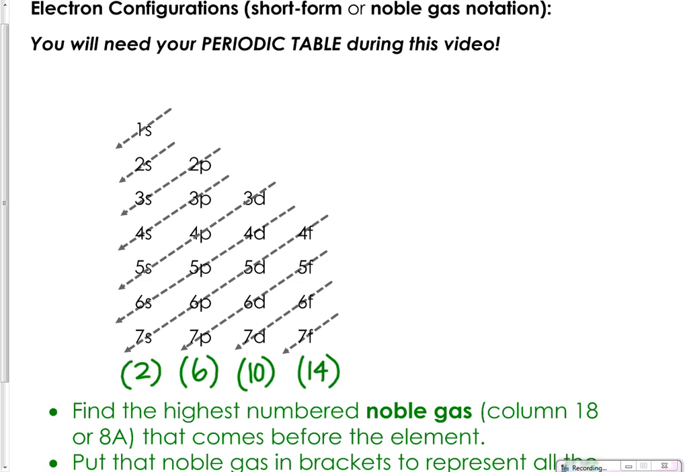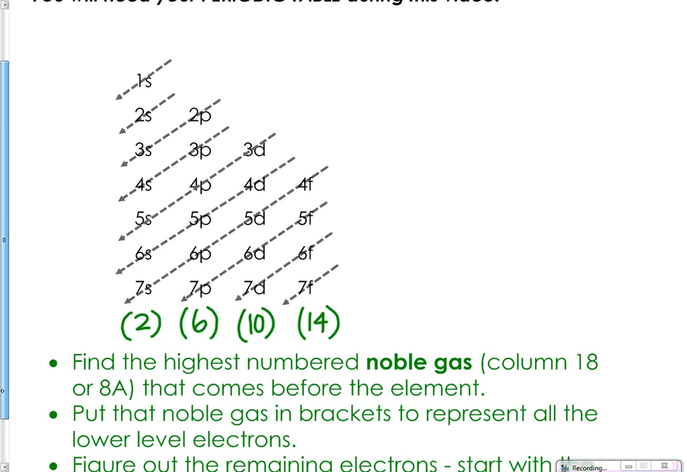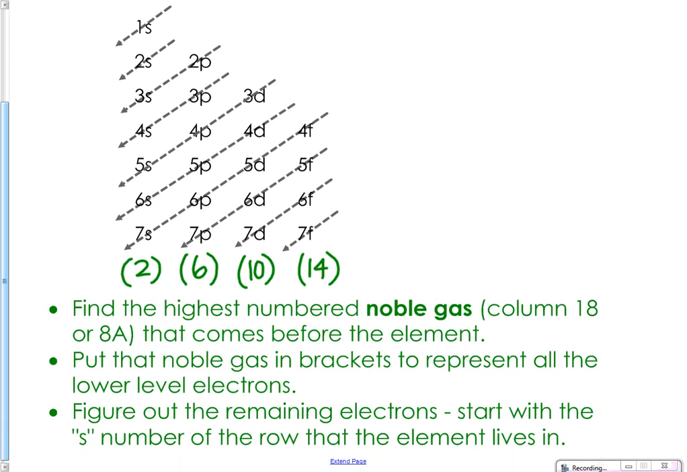The way you're going to do this is find the column on your periodic table which includes the noble gases. If you don't know which column that is, it's the very last column. Columns go up and down, and it's either numbered 18 or 8A. The noble gas elements are helium, neon, argon, krypton, xenon, and radon. You will always be using one of these 6 elements to start out your noble gas configuration, the short form of the electron configuration.